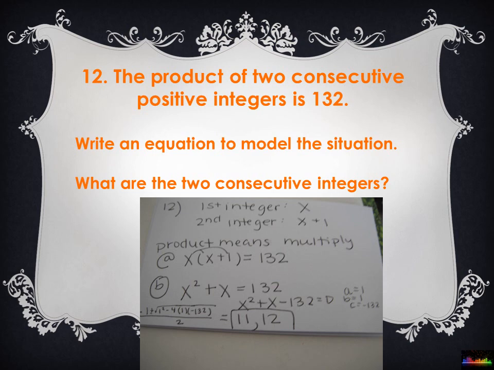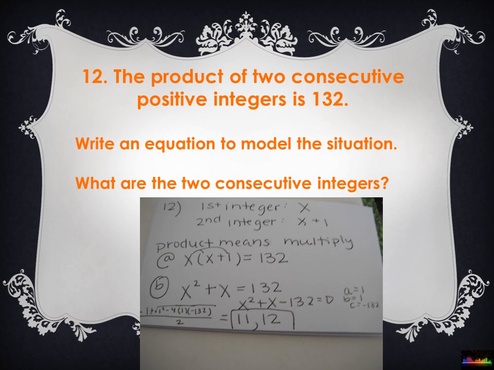So the number that comes right after 1 is 2. The number that comes after that is 3. Each time you're adding 1. So the consecutive integer to x is just x plus 1. It then tells us in the problem to find the product of the integers. So that means we are going to multiply them. So we are going to multiply the first integer by the second one, and we are going to set it equal to 132. So we get x times x plus 1 equals 132.